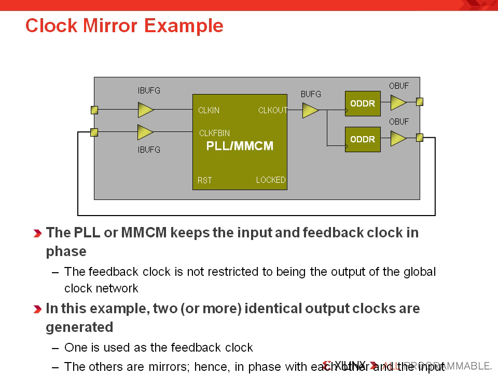This example shows how a PLL or DCM in a Xilinx FPGA can be used to create a clock mirror. Now note that the feedback input to the PLL or DCM doesn't have to come from the global clock network. In this example, two identical output clocks are generated and both are in phase with the input clock.